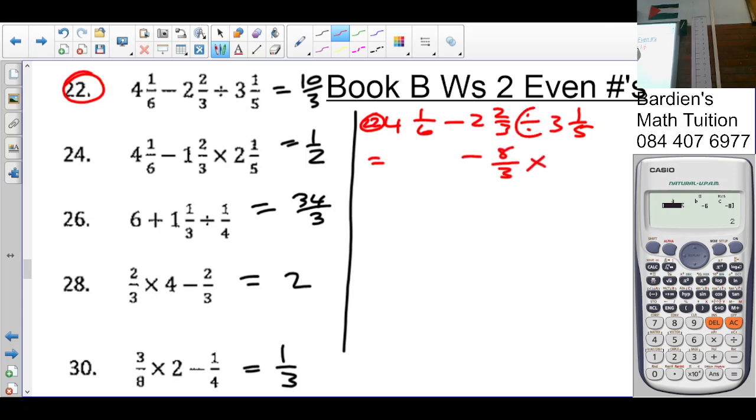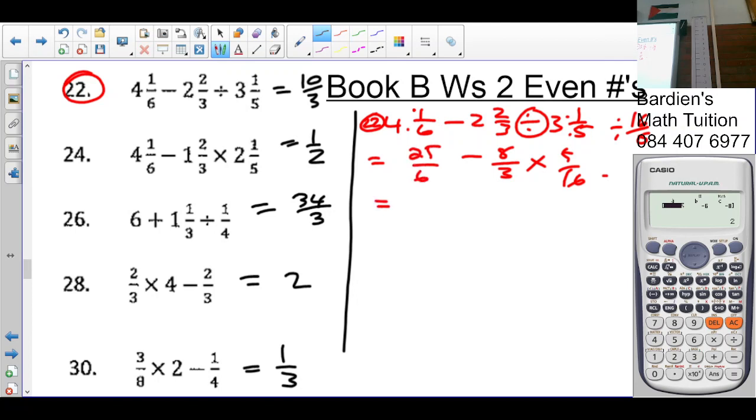Here's your mistake. You must first change the mixed number to an improper fraction. You said 5 over 11. Yes, 5 times 3 is 15 plus 1 is 16 over 5, so the flipped fraction is going to be 5 over 16. There's your mistake. You said 11, it's 5 over 16. So that's going to give you 24 plus 1 is 25 over 6.